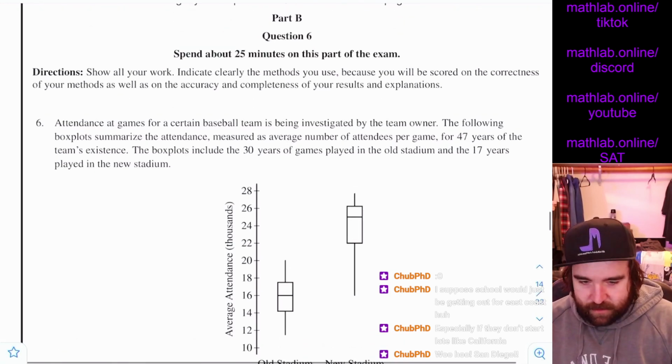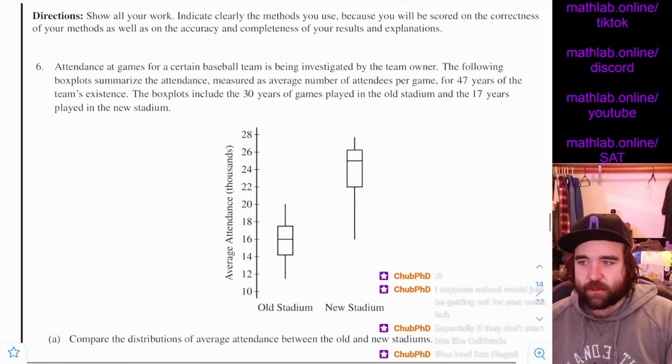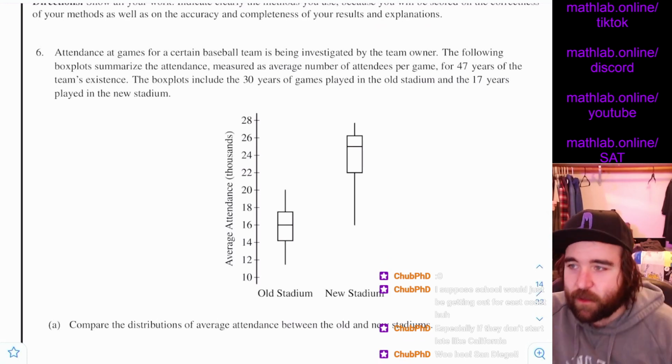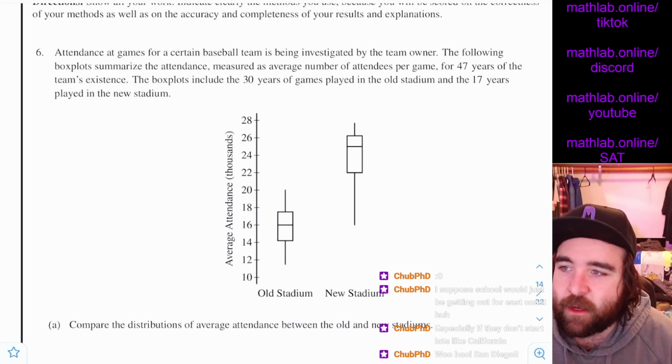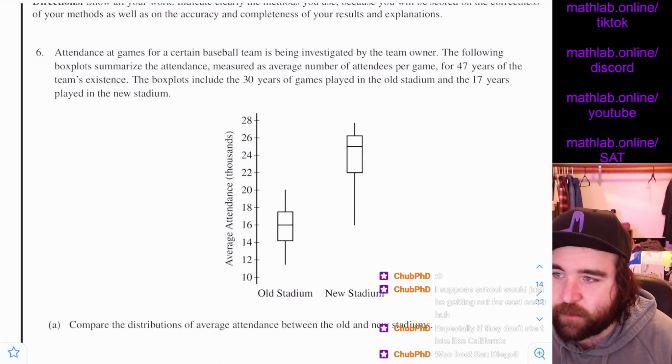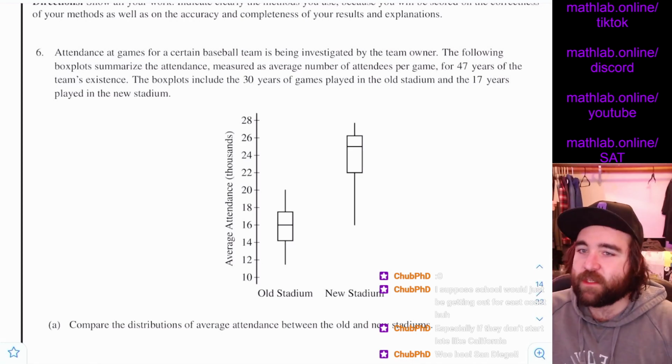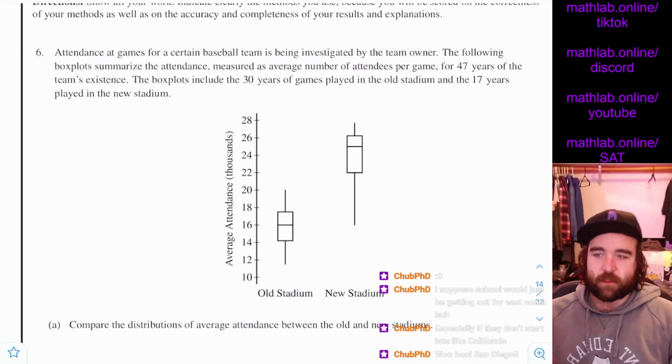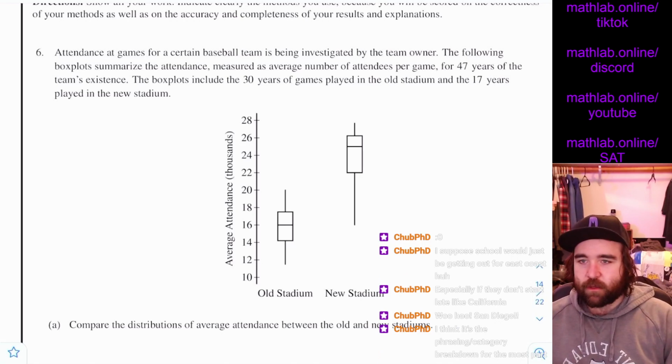This is the toughie. How's the time? We should be at 1:05. We're 5 minutes over, but we're also checking answers. That's why. So 6. Attendance at games for a certain baseball team is being investigated by the new owner. The following box plots summarize the attendance measured as average number of attendees per game for 47 years of the team's existence. The box plot includes the 30 years of games played in the old stadium and 17 played in the new stadium. Oh, I've done this question before.